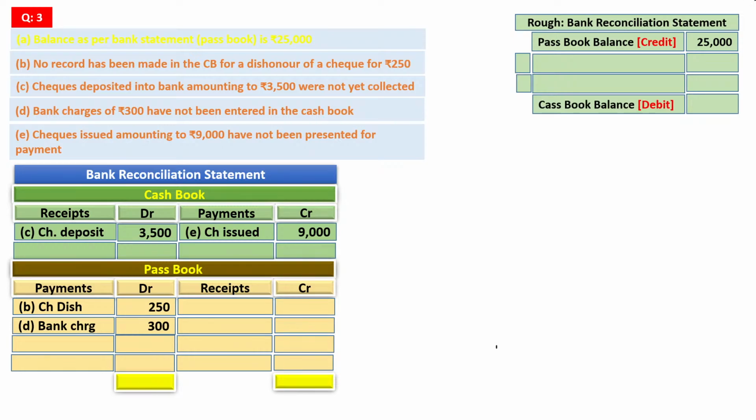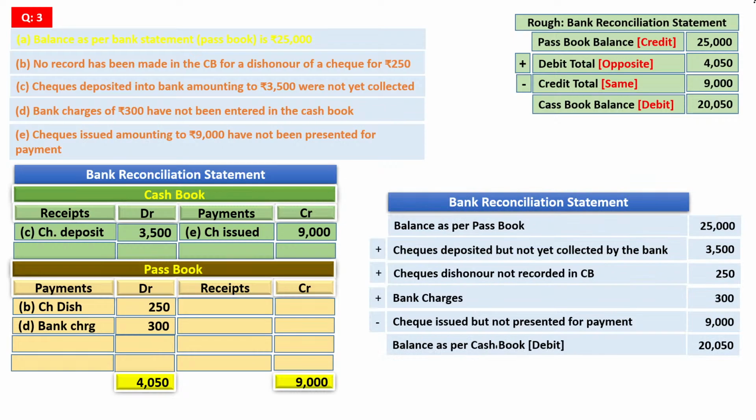So passbook balance is 25,000 credit, then naturally we'll get the cash book balance debit, and we have to add and subtract. What to be added? Opposite side. If we start with the credit, then we have to add the debit balance. The total of the debit side is how much? 4,050. Now I add that 4,050. What to be subtracted? Same side. Credit total should be subtracted. The credit total here being only one item, 9,000 rupees. I just post that here, and after completing, the cash book balance is 20,050 debit. And of course, you can prepare that as a statement.